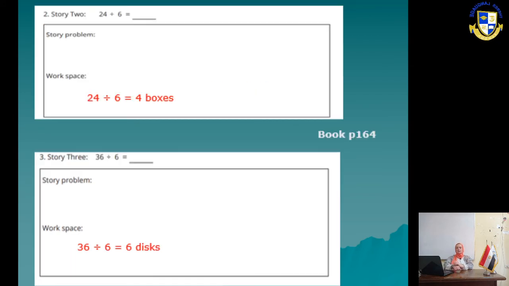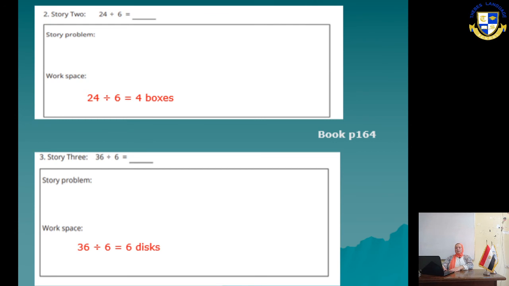In the next page, we have story number 2, we have 24 divided by 6. Okay, 24 divided by 6 equals 4. And the story problem, we are going to say that Hannah has 24 colors. She put each 6 colors in a box. How many boxes does Hannah have? It means she divides the colors among the boxes.